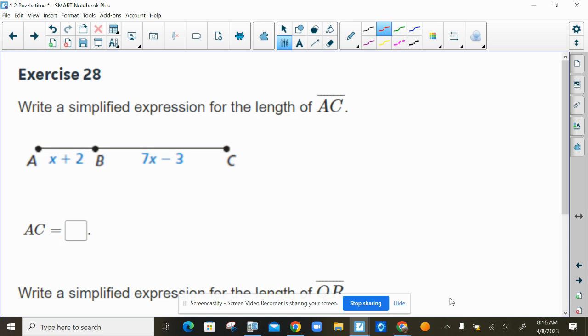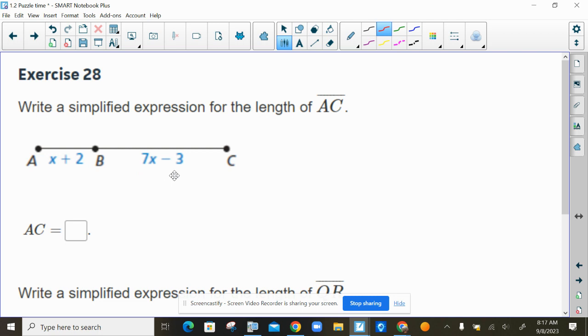Over numbers 28 and 29 from the Big Ideas 1.2. Some people were struggling a little bit with these problems, so I'm going to record this, and hopefully this will make sense. So we have to find AC. And instead of giving us numbers, like if they would have given us 5 and 10, we would know the total segment AC would be 15.